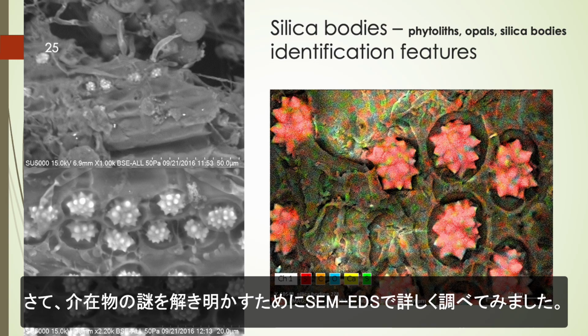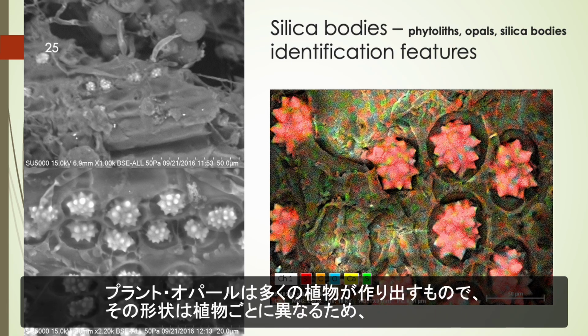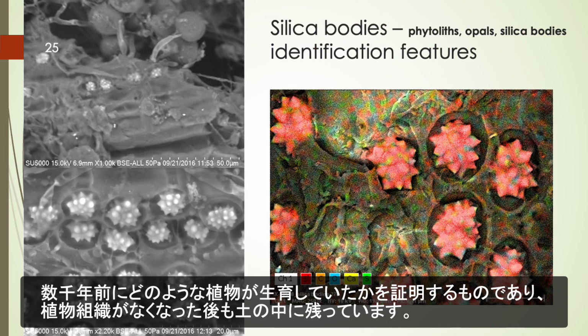So now, revealing the mystery of inclusions. And here is their detailed examination in a scanning electron microscope and EDS. So those inclusions are phytoliths, also called silica bodies, or opals, and they are produced by plants. In fact, there are many plants which produce phytoliths, but their shape is unique to each plant. So therefore, they are testimony of what kind of plants grew 1,000 years earlier.